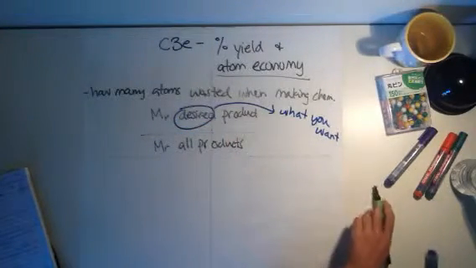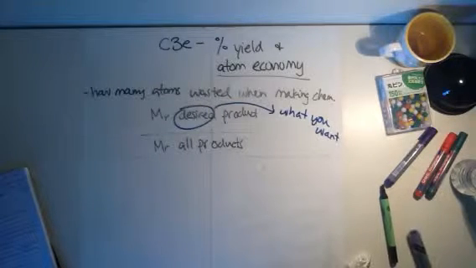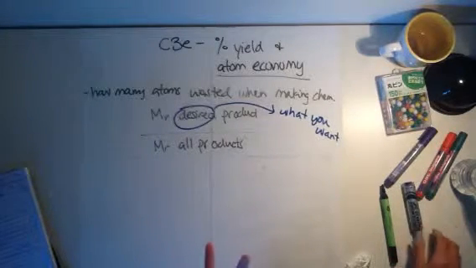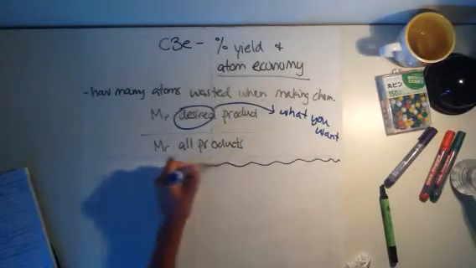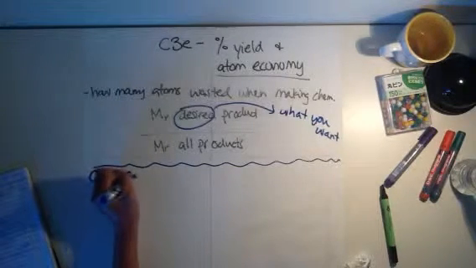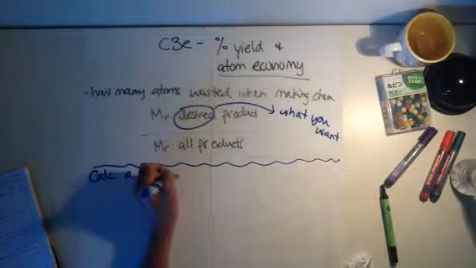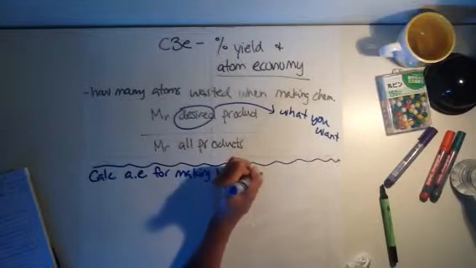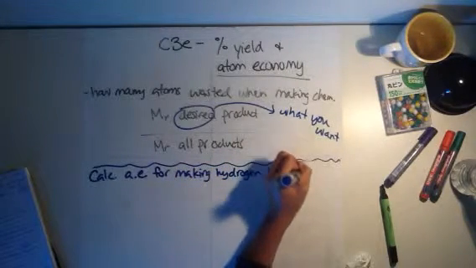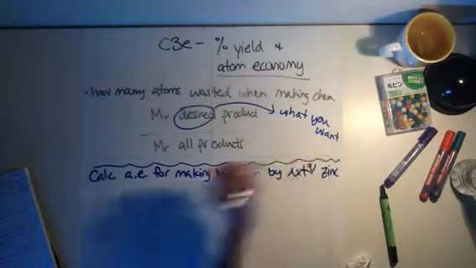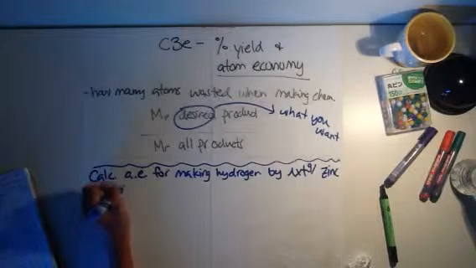So that's everything. So I'm going to do two examples of this, and hopefully that should be enough. And the second one will be a little bit more complicated than the first. Okay? So for the first problem, let's say the question tells you: calculate the atom economy for making hydrogen by reacting zinc with hydrochloric acid.